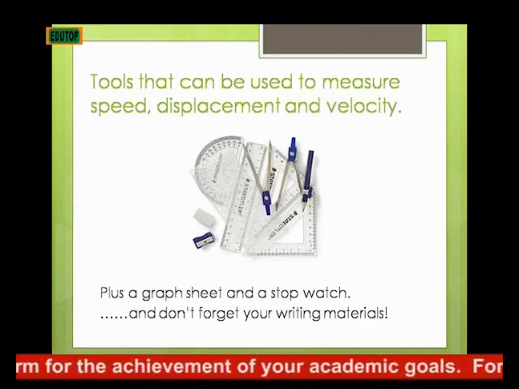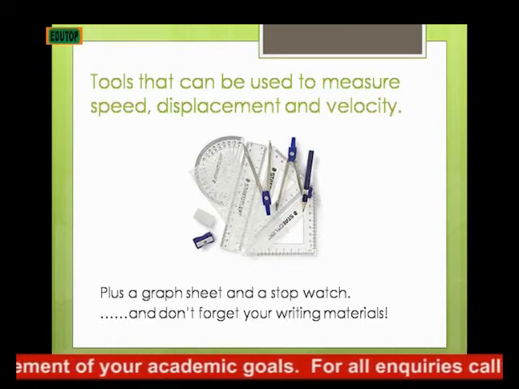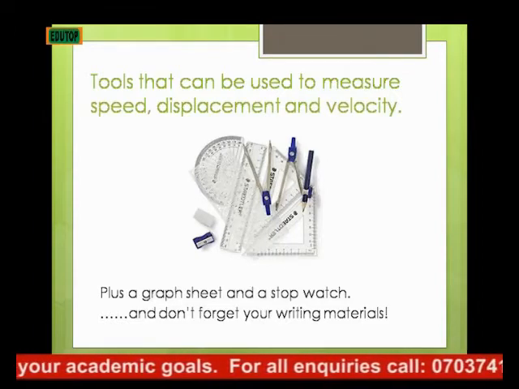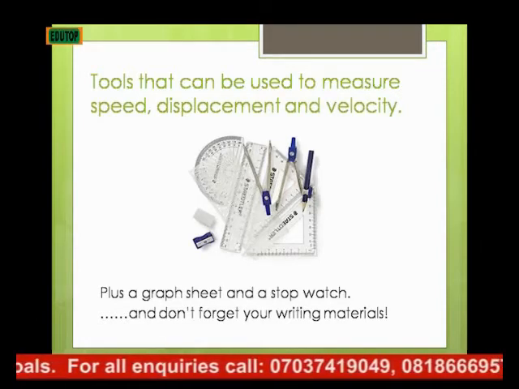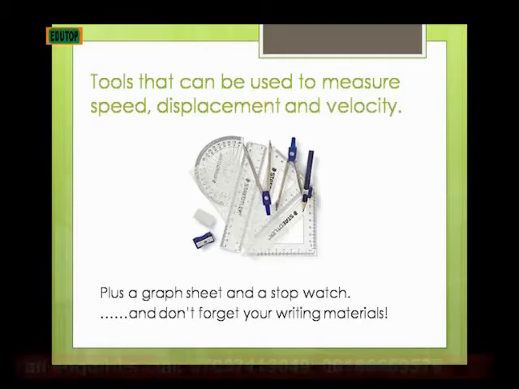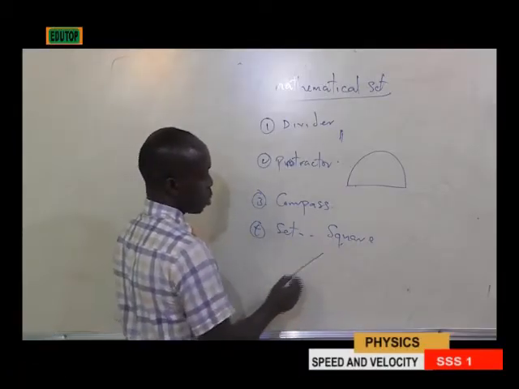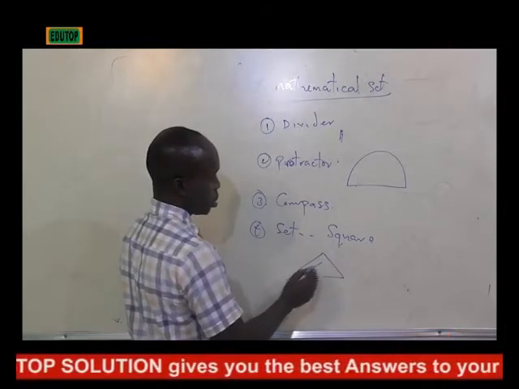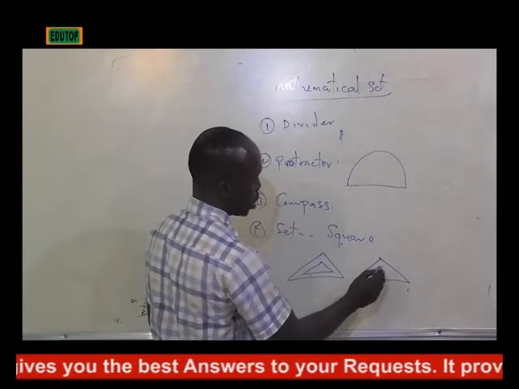Right? Now, we have the third one. We have what we call your compass. You understand? We have the fourth one. We have what we call set squares. Call it set squares. Now, some could come this way. Some could. They are actually two.